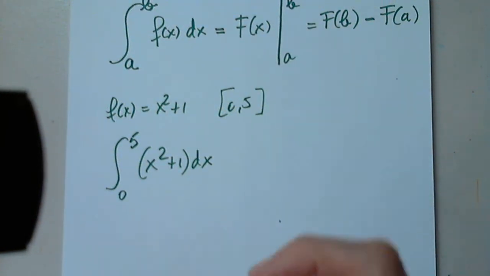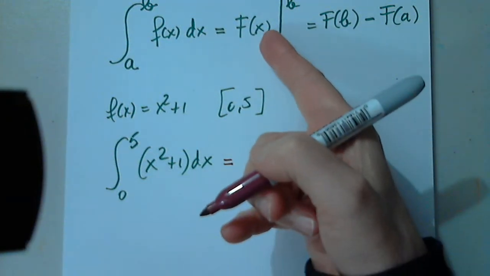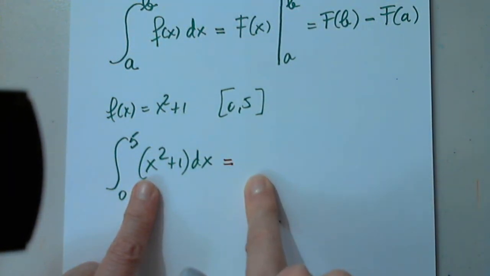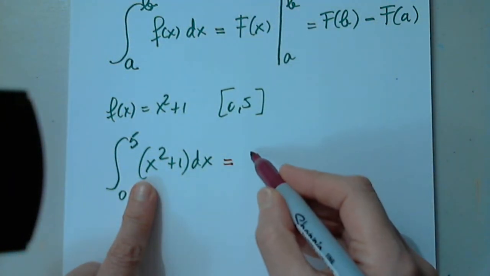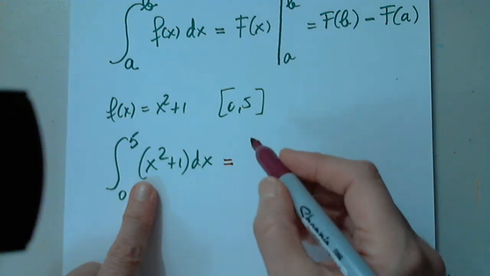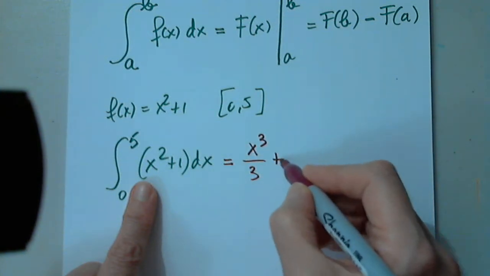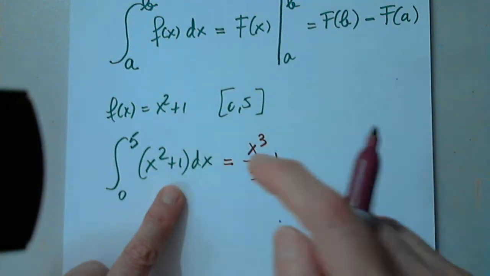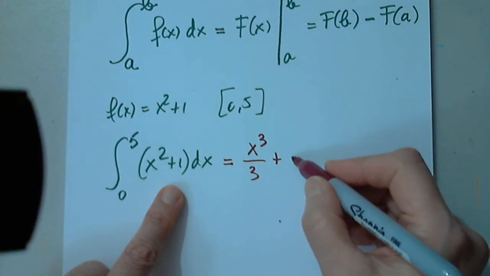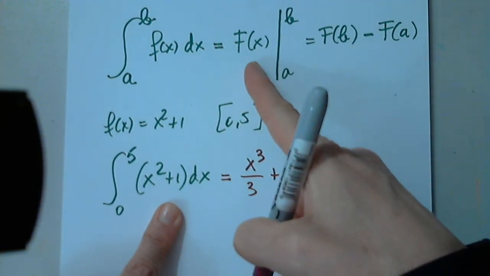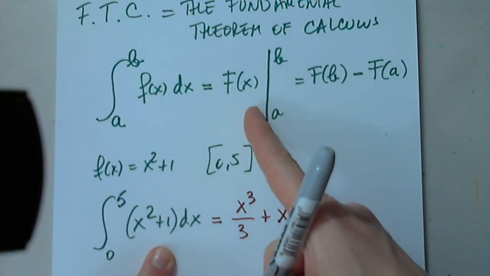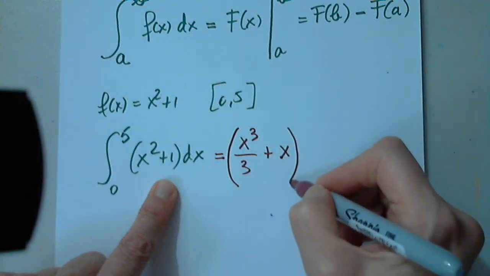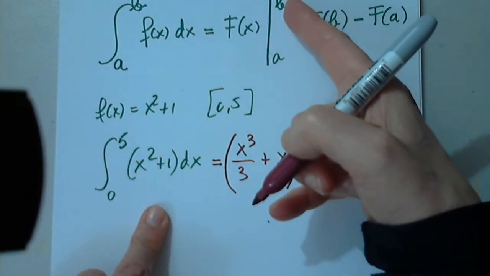So then, can anyone give us the antiderivative of x squared? What function prime is x squared? One third x cubed. Excellent. Plus, can anyone give us the function whose derivative is 1? x. Nice. Excellent. So there is no constant here, and I can explain why in a minute. From 0 to 5.